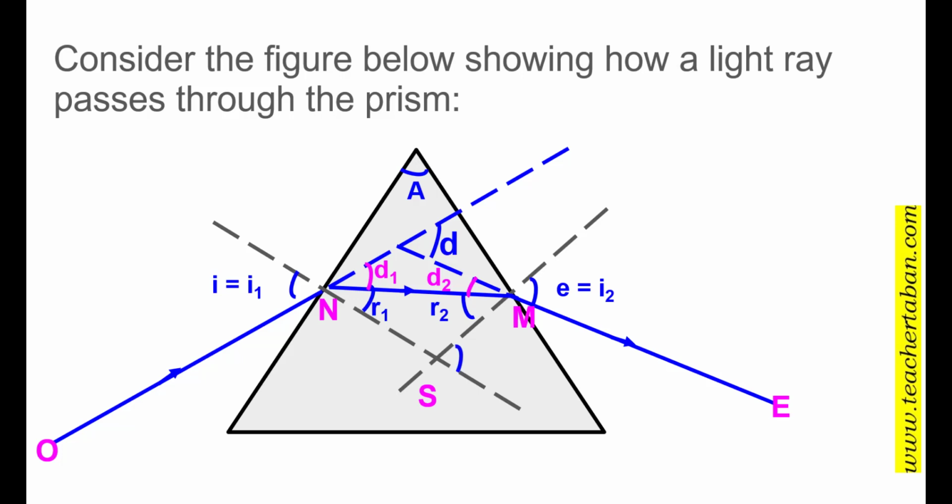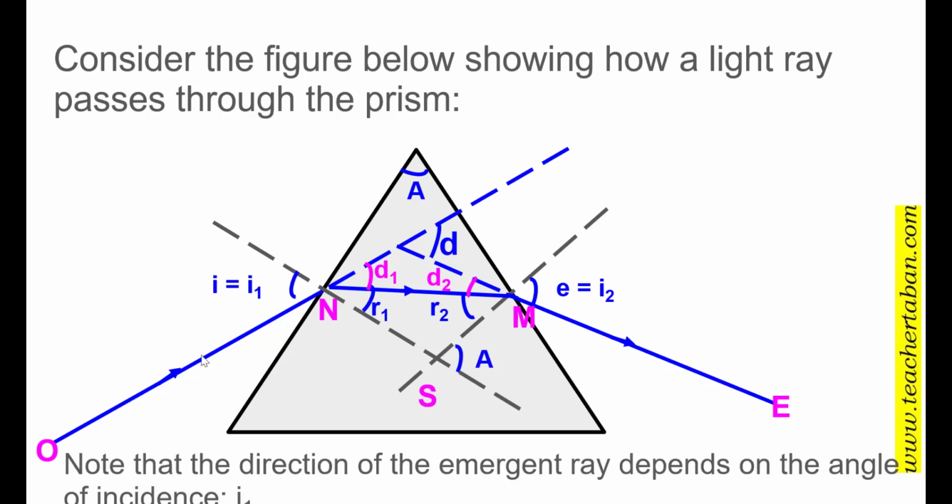So we note that the direction of the emergent ray depends on the angle of incidence, as we saw earlier on. In case you change the angle of incidence, at one point the angle of emergence may increase, may reduce, or even the ray may undergo total internal reflection, as we saw at the beginning. We shall be looking at this later on as we move on.